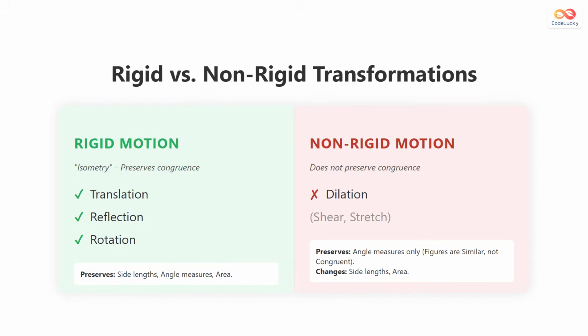It is important to categorize these transformations. Translations, reflections, and rotations are called rigid motions or isometries because they preserve the size and shape of the figure. Dilations are non-rigid because they change the size, meaning the figures are similar, but not congruent.